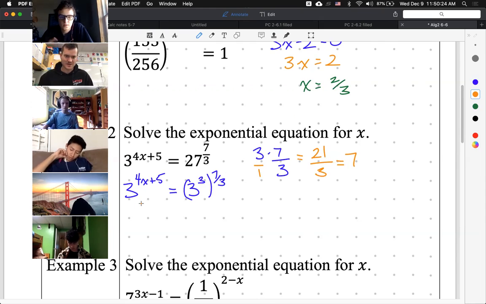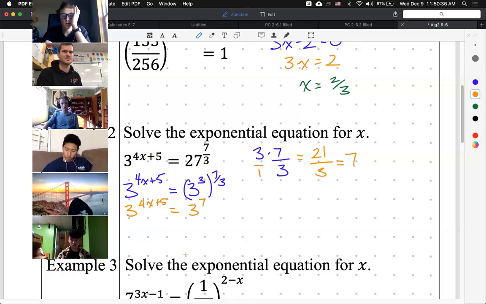So our next step down here is going to be 3 to the power of 4x plus 5. Look at this, I haven't touched that left-hand side. The right-hand side now is 3 to the power of 7. I'll pause here because I've been going kind of fast.